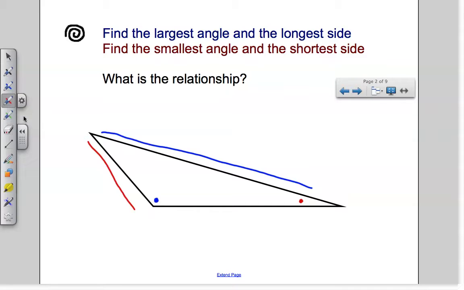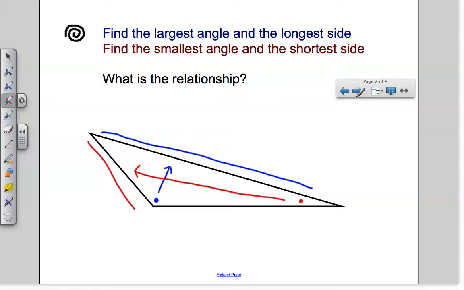What's the relationship here? And hopefully you noticed, look at that, they're opposite from each other, right? They're across the triangle from each other. But doesn't that kind of make sense? The bigger that you open this angle, the bigger the side opposite from it. And the smaller the angle gets, the closer together these line segments will be at the end, meaning the side will be very short. That relationship stands in any triangle. The bigger the angle, the bigger the side opposite. The smaller the angle, the smaller the side opposite.